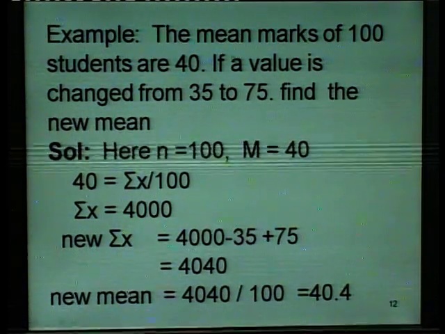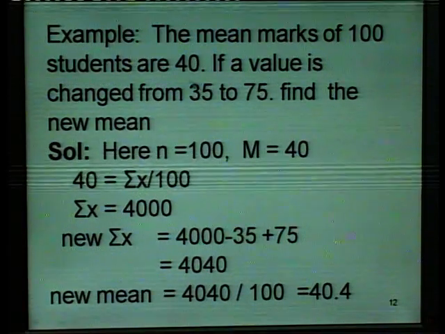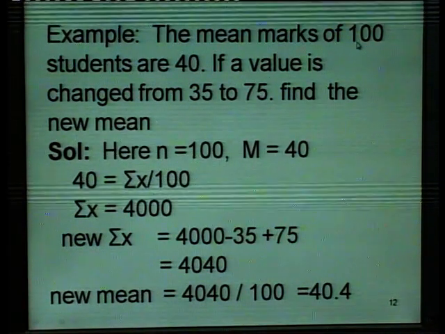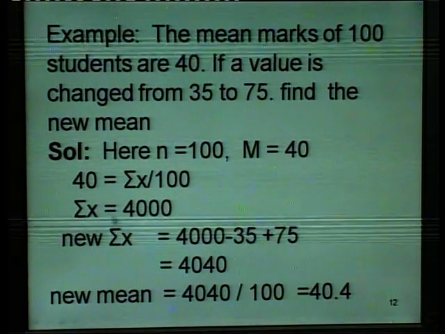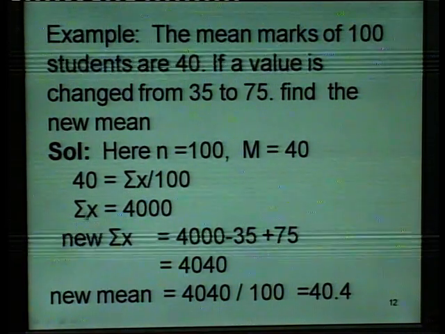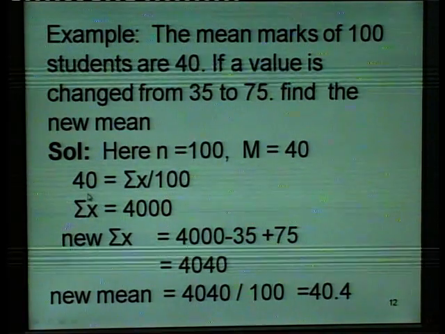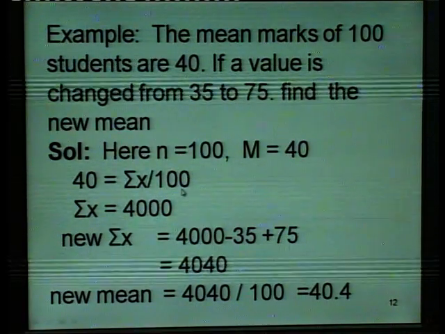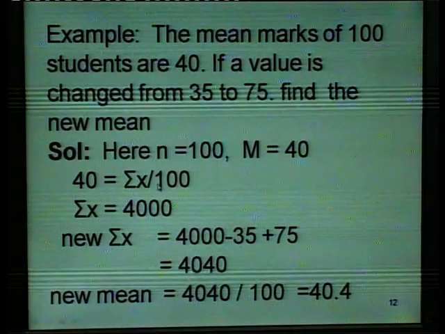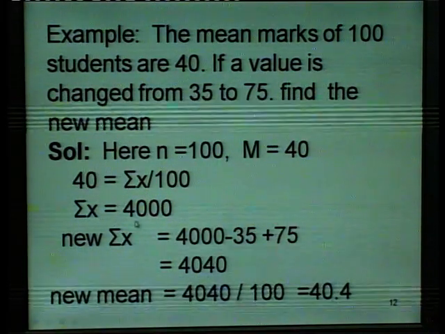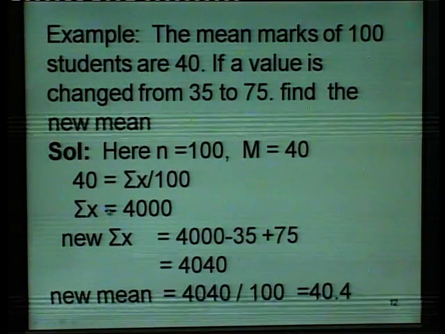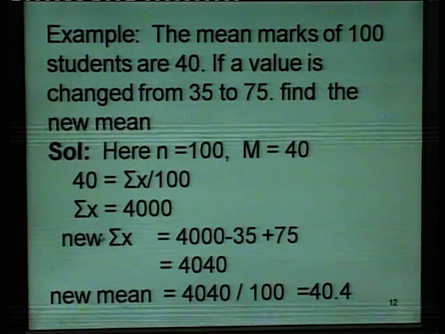Now first for old mean, n is 100 students and its mean is 40. First we find the sum. We know mean is equal to summation x by number of observations. So 40 is equal to summation x by 100. So summation x is equal to 40 into 100, that means 4000. That is the sum of all observations of marks.